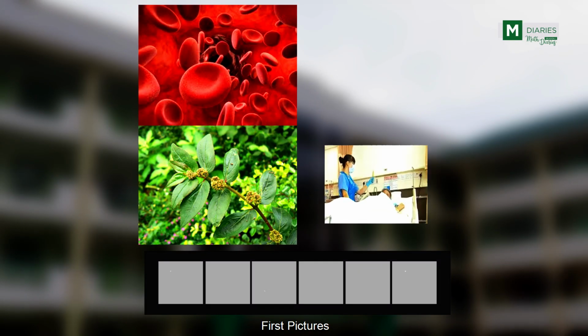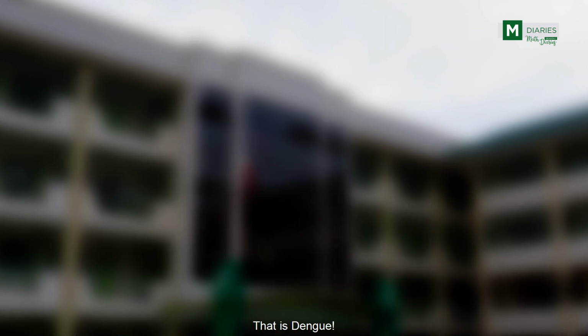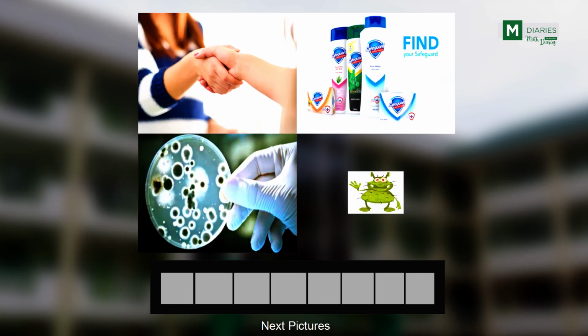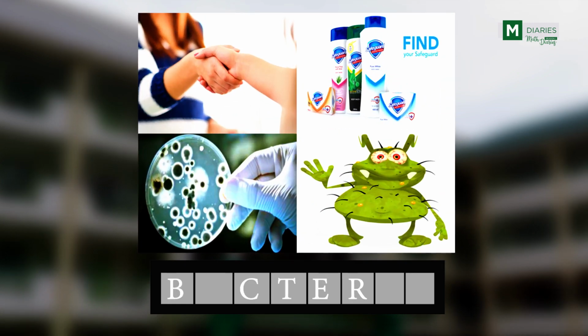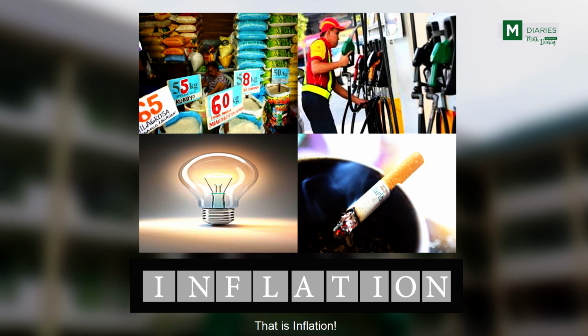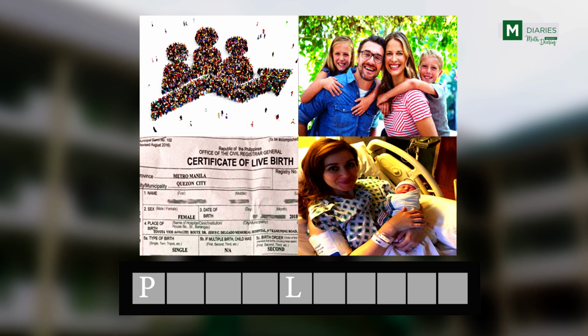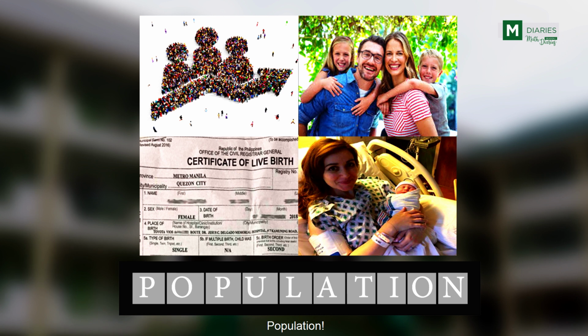First pictures. Very good! That is dengue! Next pictures! Great! That is bacteria! Next pictures! Excellent! That is inflation! And last pictures! Very good! Population!